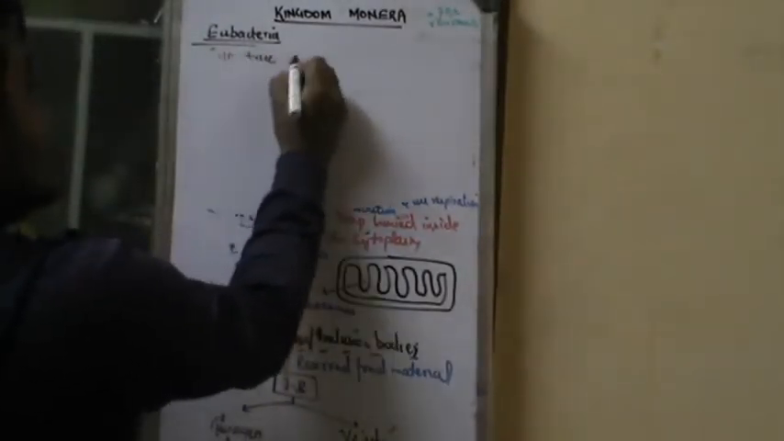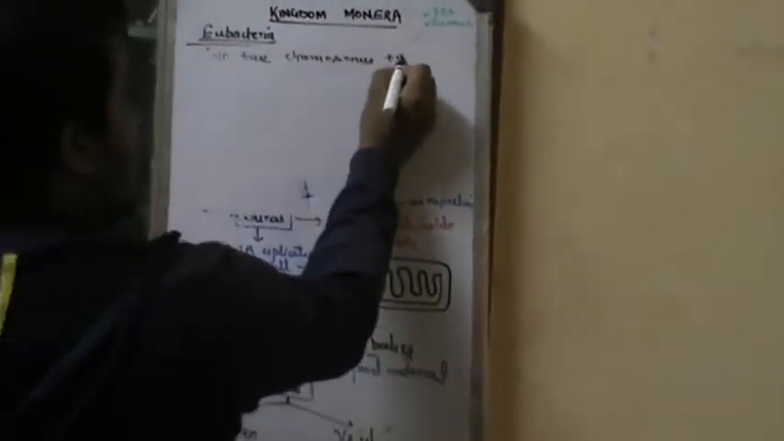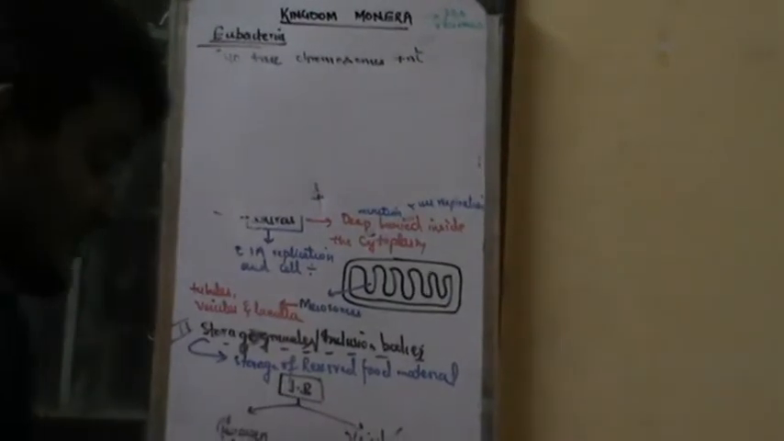See, because there is no particular true chromosome in this particular type of bacteria. In case of bacteria, there are no true chromosomes present, right? Since there are no true chromosomes present, polyamines are present. Always remember, there is no true chromosome present. There is no membrane present around the nucleus. That's why they show a type of curve, a growth curve, very very important.